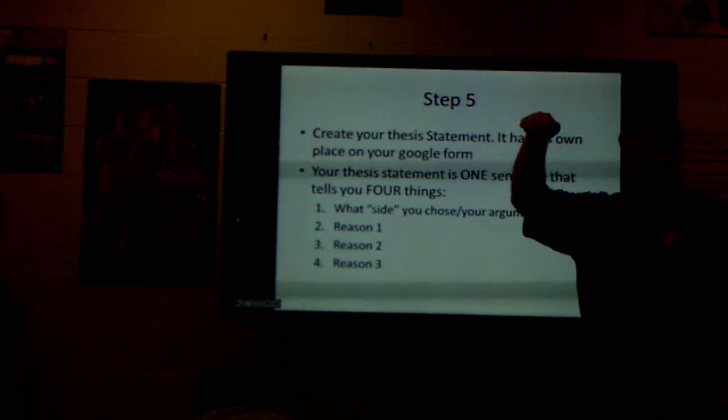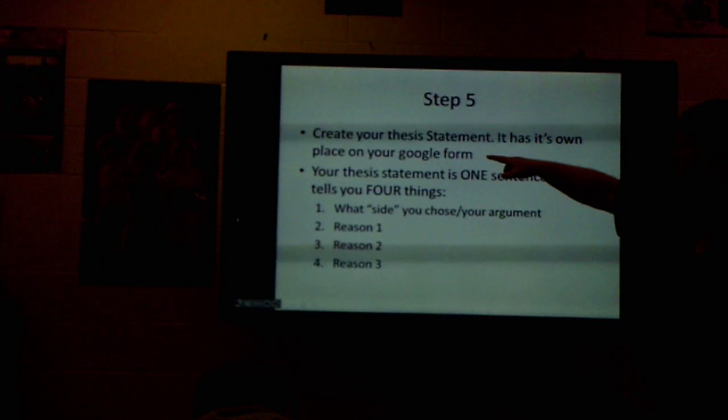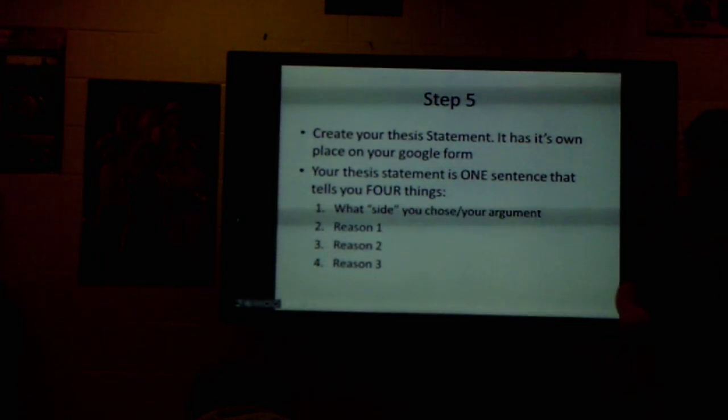Step 5, and this is where we stop with the mini-Q, and this is where you'll stop with the world mini-Q. Create your thesis statement. It has its own place on your Google form.